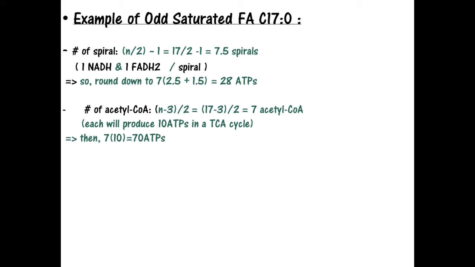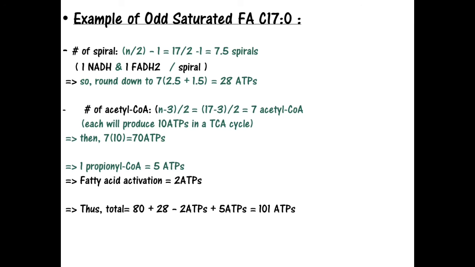Having now 70 ATPs and 28 ATPs, but because it's an odd saturated fatty acid, we'll have a Propionyl-CoA, and the Propionyl-CoA catabolism will give us succinyl-CoA as an end product. As we mentioned in the previous slide, each succinyl-CoA will give us 5 ATPs, so we will have an addition of 5 ATPs. In addition to 70 and 28 ATPs, 5 ATP molecules, having in total 103 ATP molecules. Don't forget to subtract the 2 ATP that are needed for the activation of a fatty acid, giving us 101 ATP molecules. And by this, we will end the topic of today.